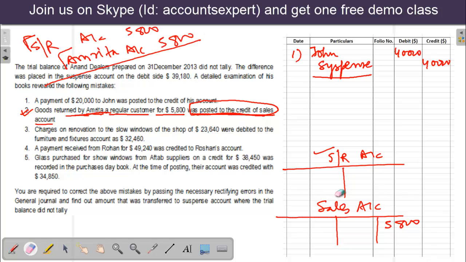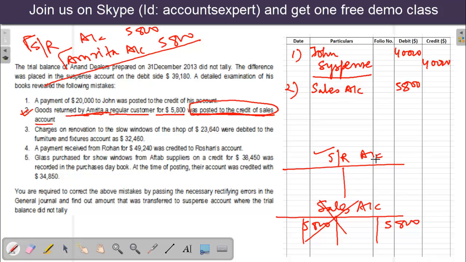So now see, we made posting by mistake in the sale account, on the credit side, isn't it? To rectify the sale account, we will put 5,800 on the debit side. So sales account will be debited with 5,800 because sale account was unnecessarily credited. So now to rectify that account, we have to debit sale account. So sale account is rectified now.